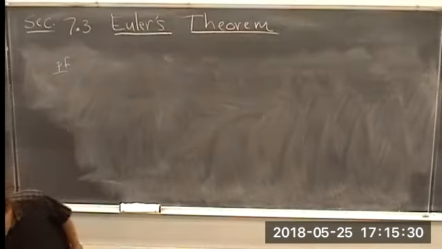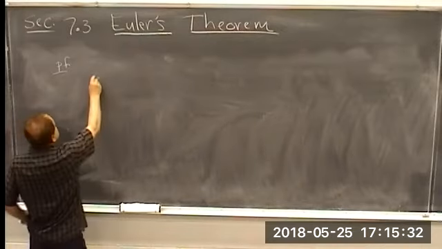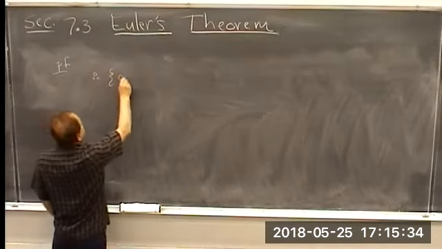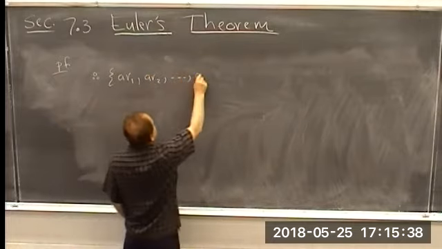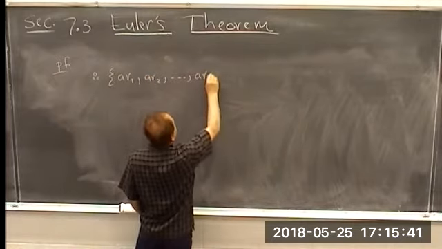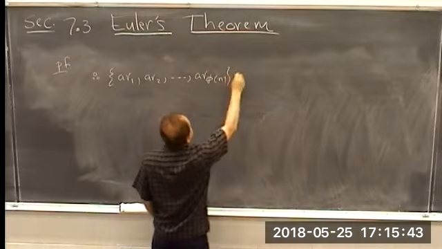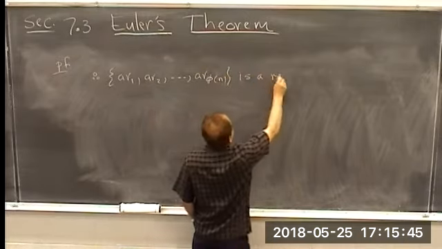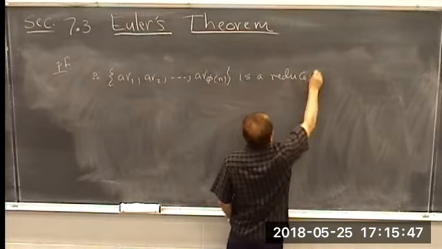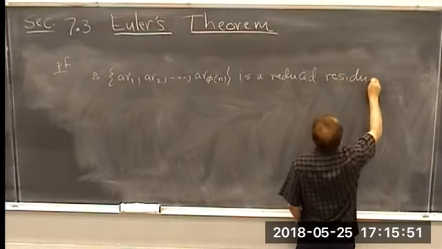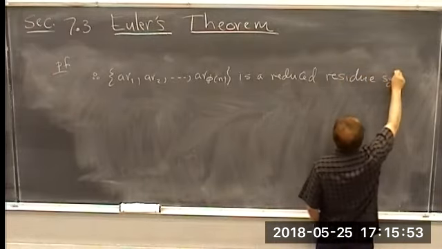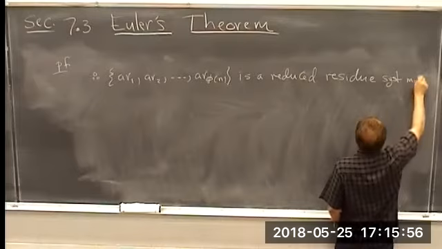So therefore, yes, a R1, a R2, a R3, and so on is a reduced residue system mod n.